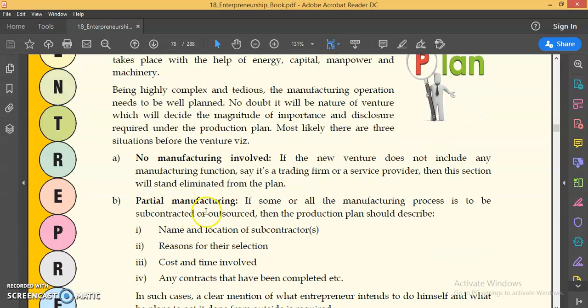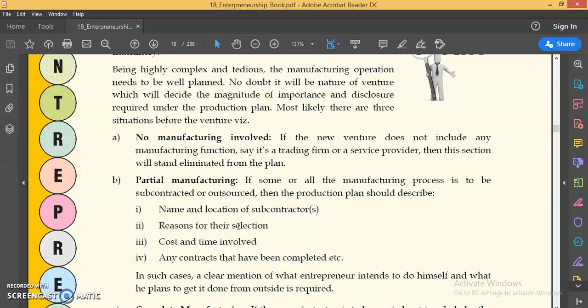Then the second part is partial manufacturing. If some or all of the manufacturing process is to be subcontracted or outsourced, then the production plan should describe what you should bring. Sometimes you see "made in Japan, assembled in Korea," China, Philippines, or these places where labor and manpower are very cheap. If you take a washing machine or a television, a desktop or a laptop, there are so many things to be assembled. Maybe it's a car or a truck or anything for that matter.